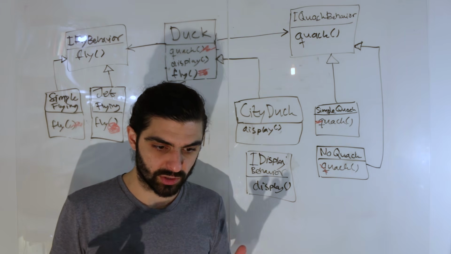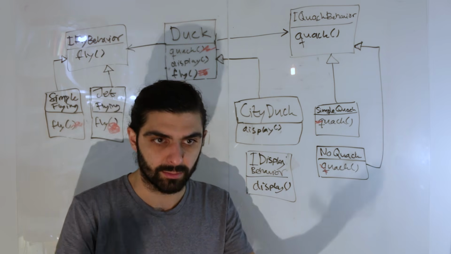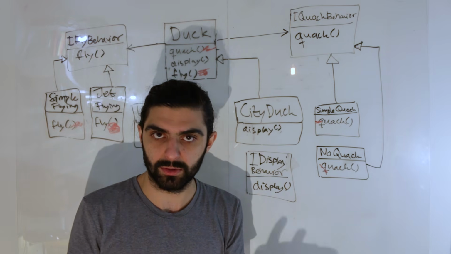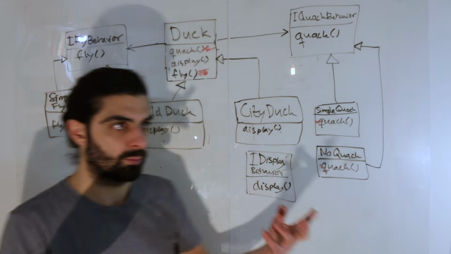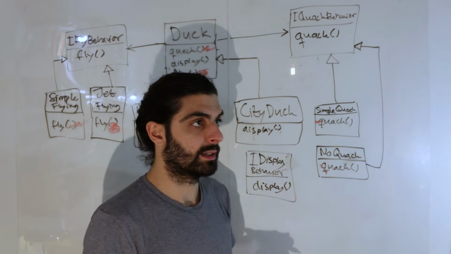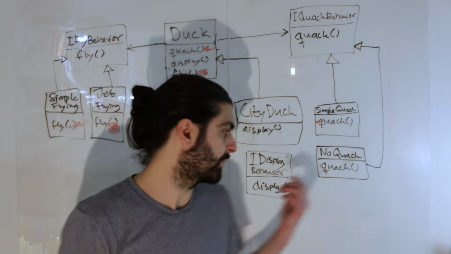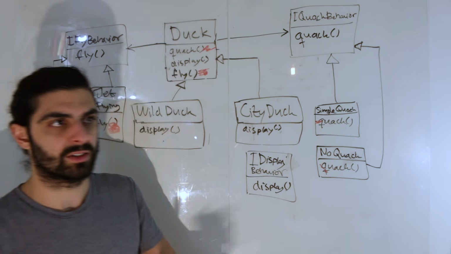There's no intention of reusing the display behavior for city ducks because we've named it city duck display behavior. But for the sake of the example, and just to show you this in absurdum, let's say that we are intending some reuse of the display behavior. I have a very hard time coming up with examples for what the different display behaviors would be, but let's just do something silly.